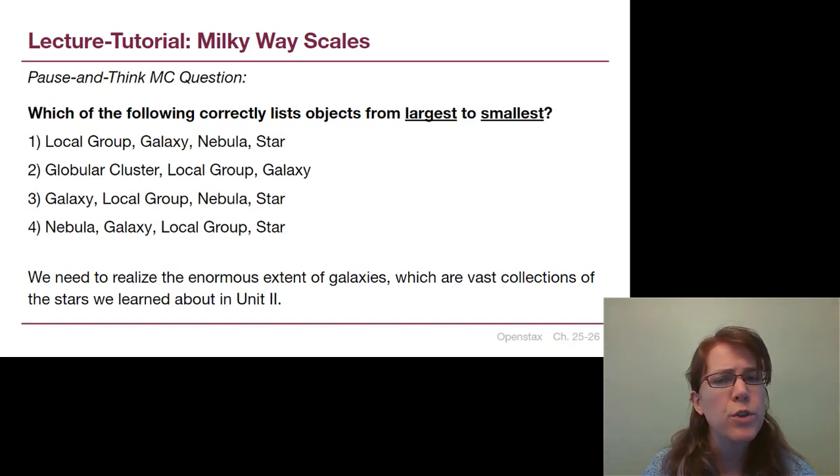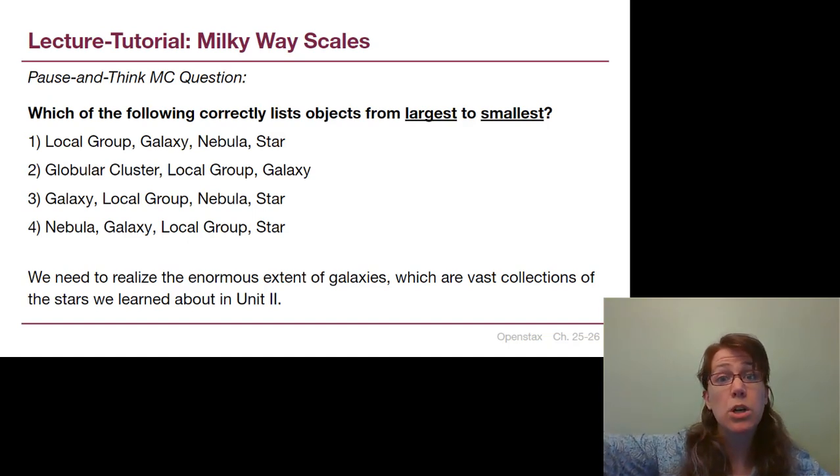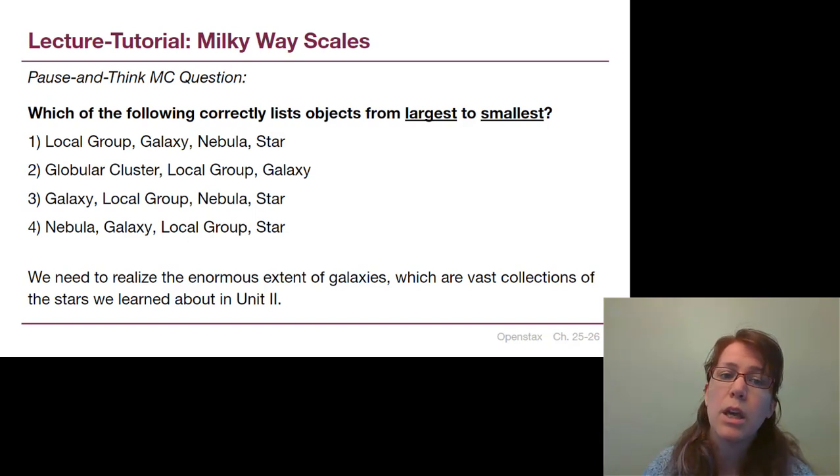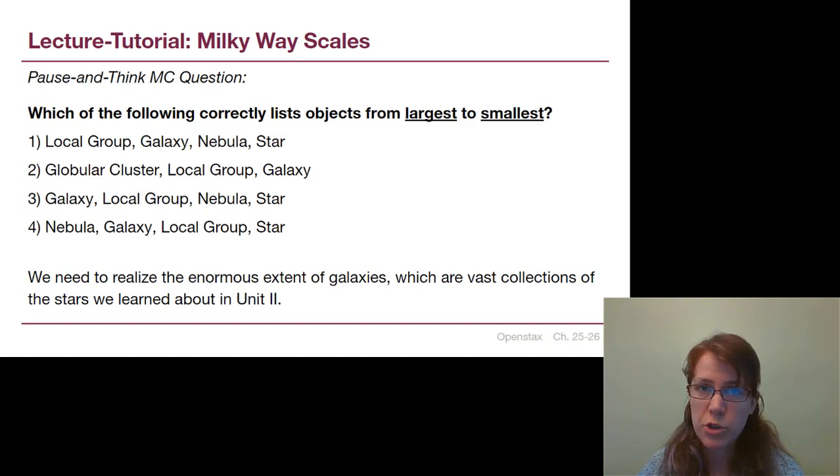For number 1, if you were a little bit concerned on whether a nebula or a star is bigger, we need to remember that the solar nebula theory talked about how this bigger cloud of gas and dust collapsed to form our star, which means that the bigger cloud of gas and dust is larger than a single star that it can possibly make. And most nebulae that we've talked about are so much larger than just one star's worth of material. So number 1 is the correct answer here.